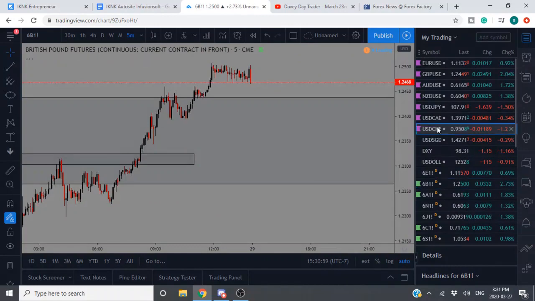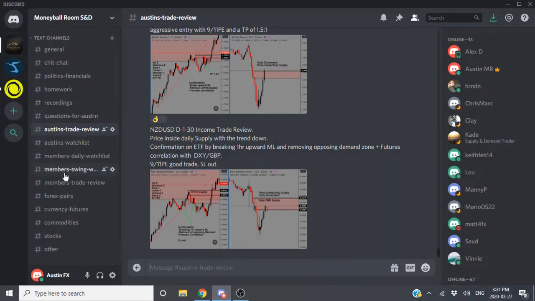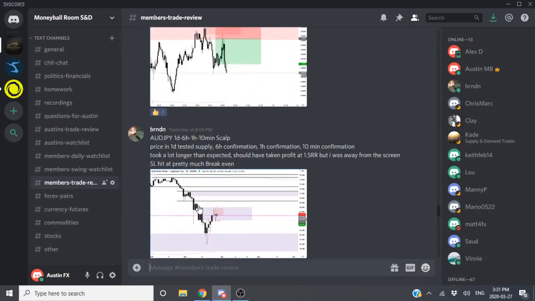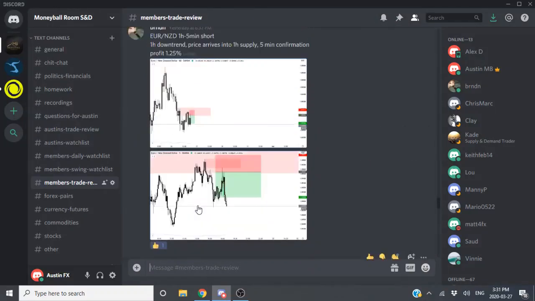Let's see. Anything else that we could quickly go over? I think that's it. We can take a quick look at how everybody else is doing in the members trade review. So if you guys are interested in joining or have any questions about trading, supply and demand, or anything, just let me know. Feel free to private message me if you want. Here to help anybody that needs it.